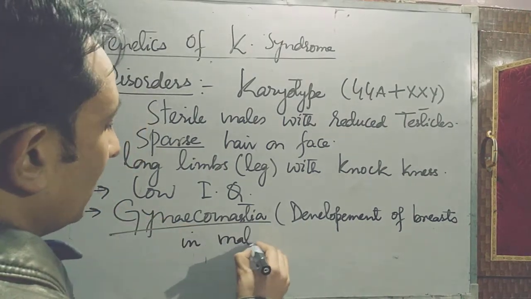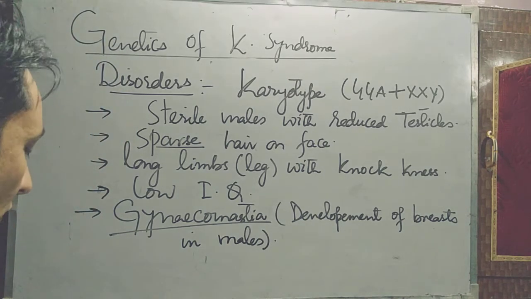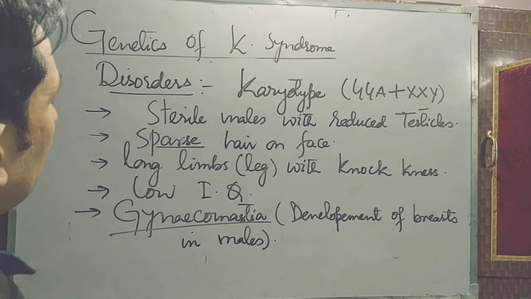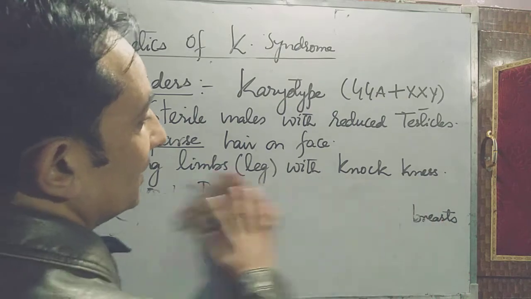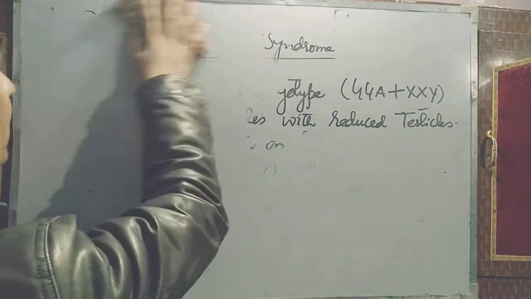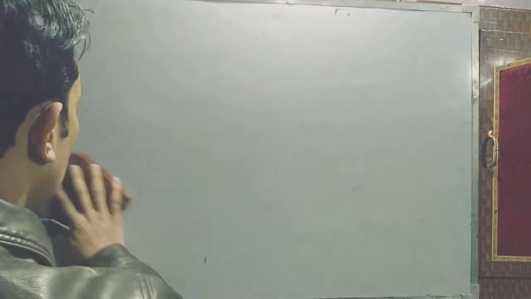Breast is basically developed in case of females. If they develop in case of males, it's an abnormal condition and it is known as gynecomastia. So these are the different types of the disorders which occur in the Klinefelter syndrome individuals. Now we will move on towards the second type of the sex chromosomal anomaly, that's known as the Turner's syndrome.